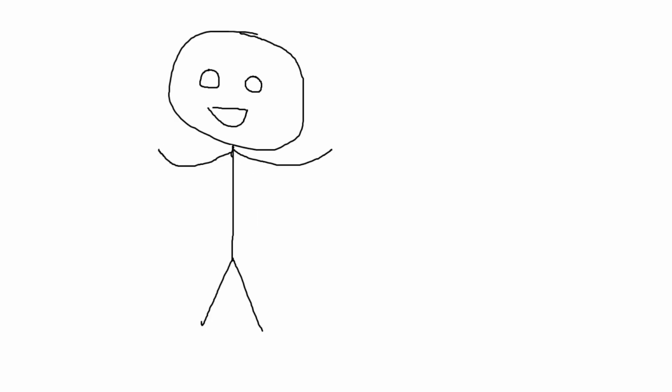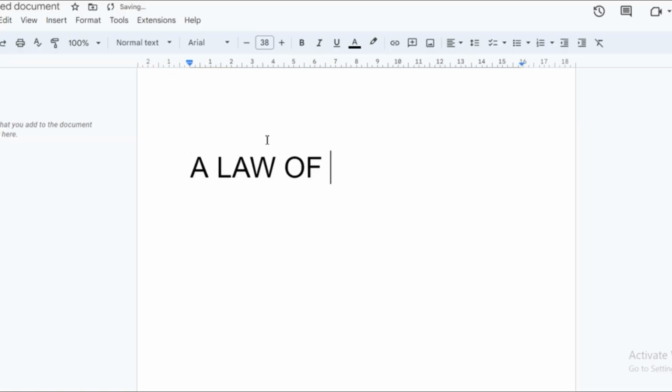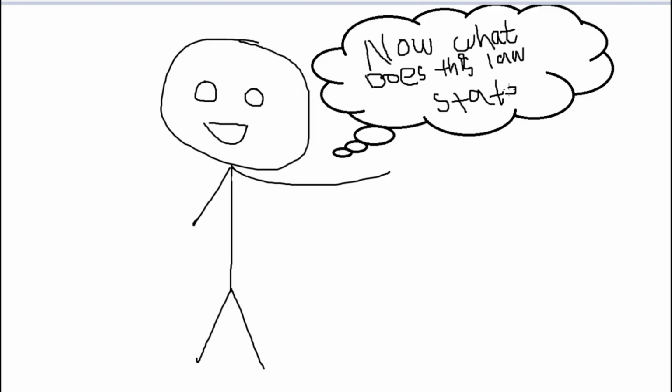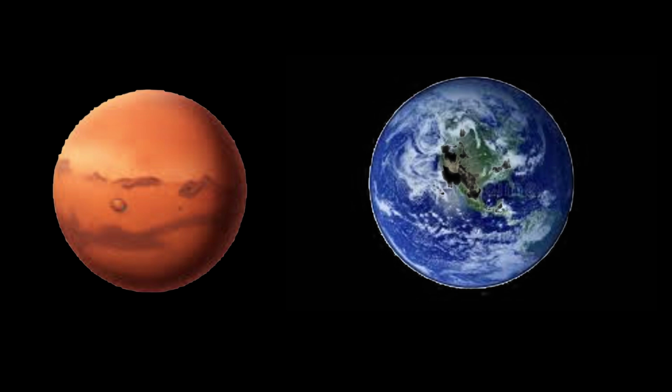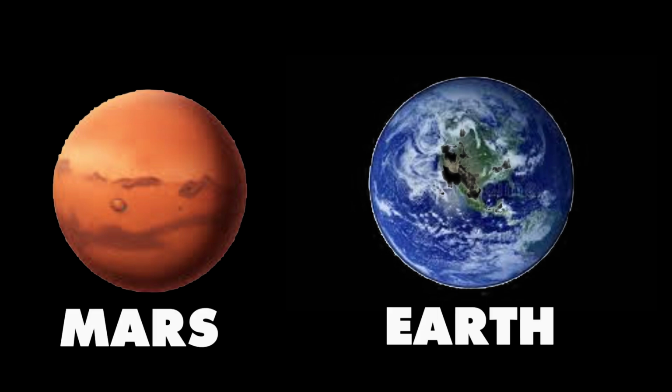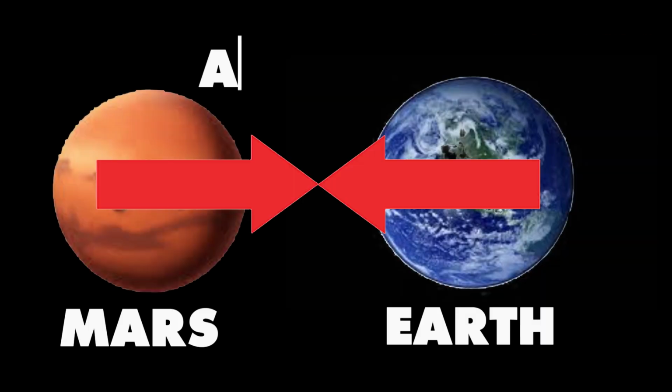Now we come to Newton's fourth law, but this isn't a law of motion, but rather a law of gravitation. Now what does this law state? Imagine there are two planets. One is the Earth, another is Mars. These two planets have masses, so they will attract each other.